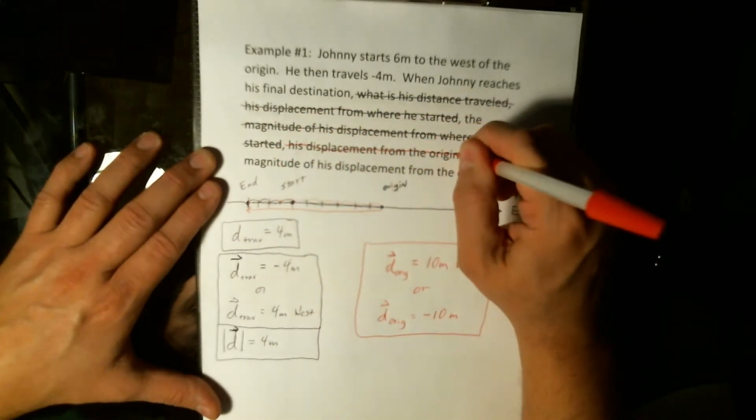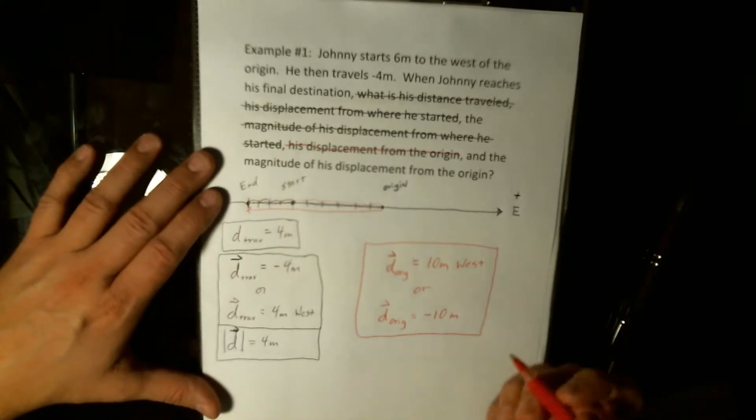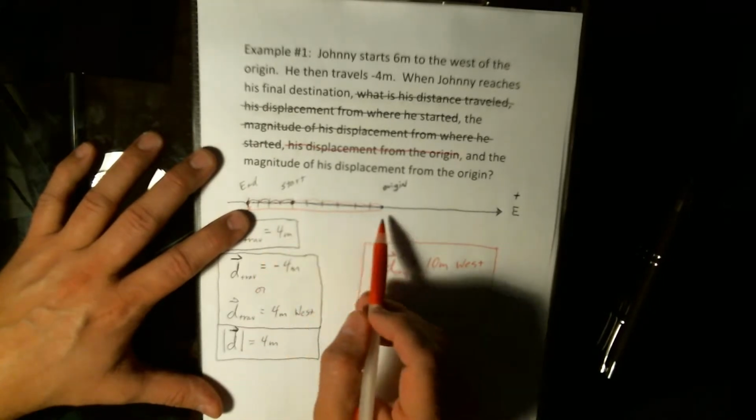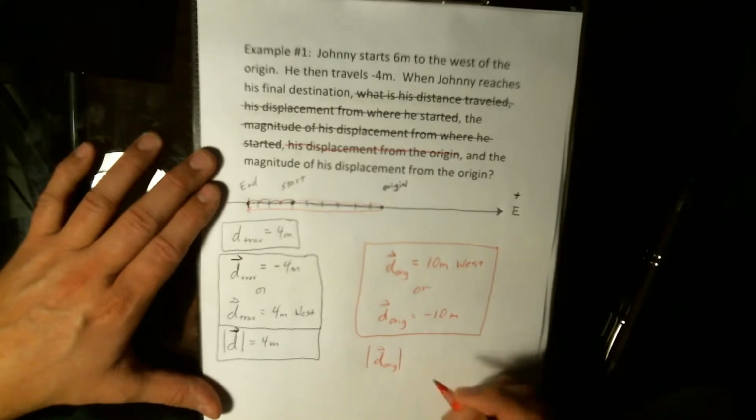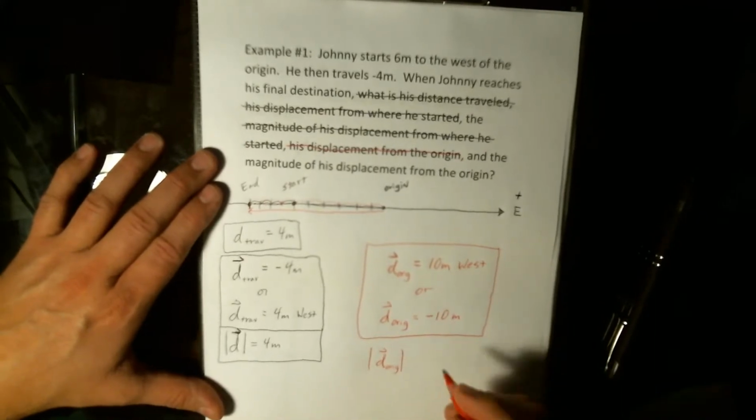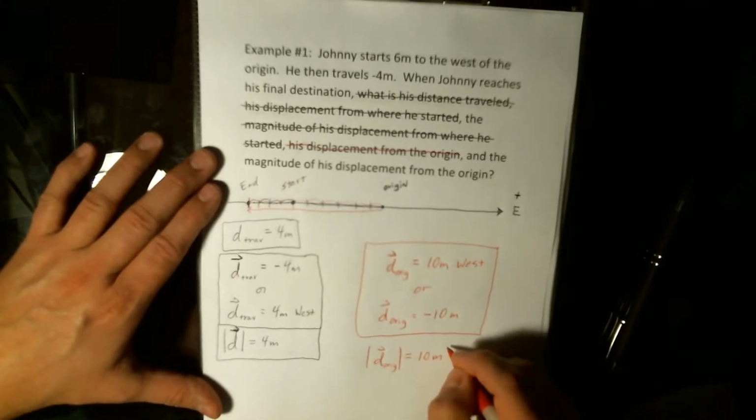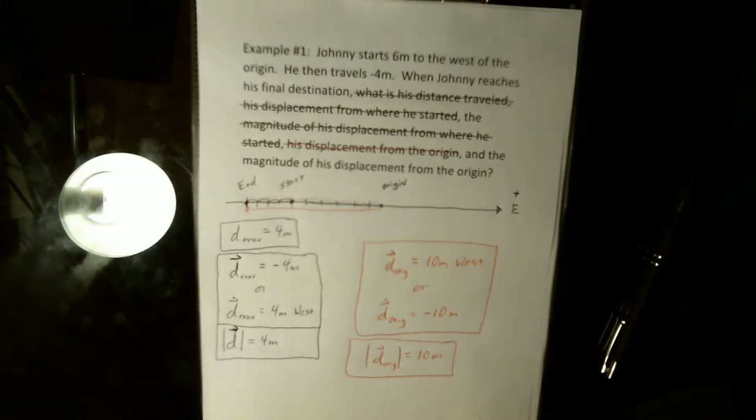And finally, the magnitude of my displacement from the origin. Well, the magnitude would be the length of this arrow and not the direction, the length of the red arrow and not the direction, and the length is 10 meters. So the symbol I'm going to use for that is the absolute value. So this is the magnitude of the displacement from the origin, and that's going to be equal to 10 meters. Okay, let's move on.